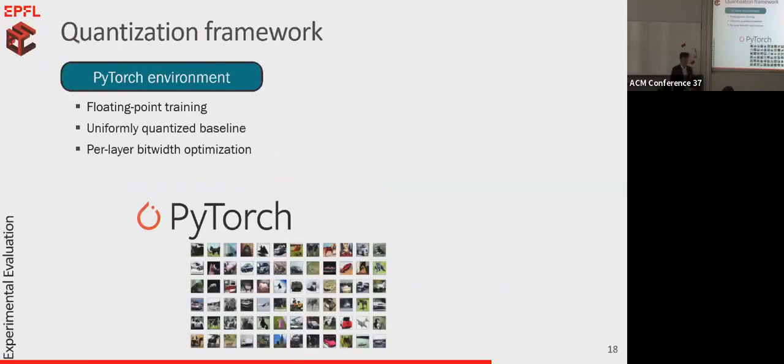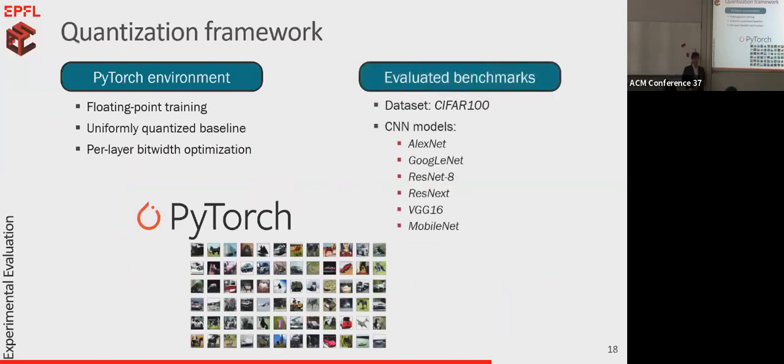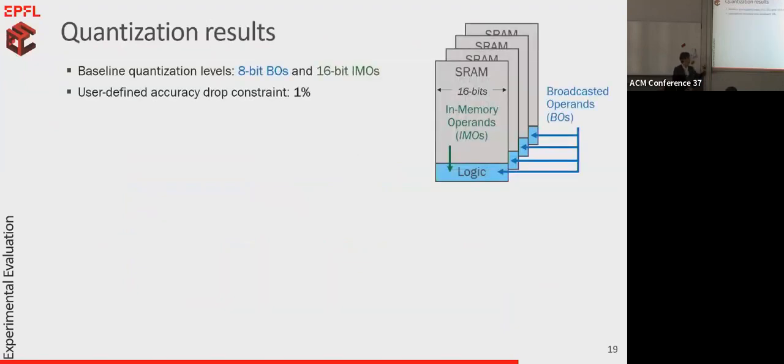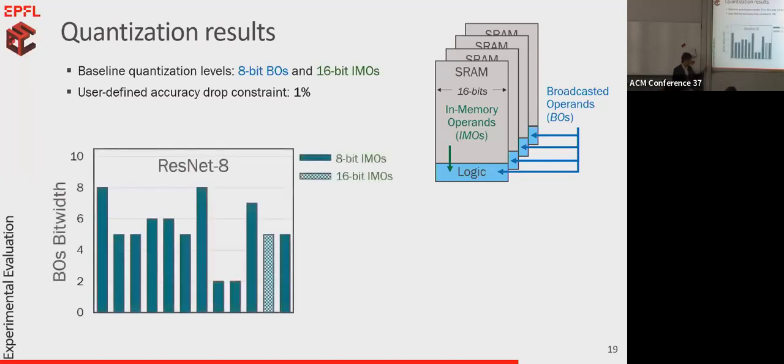We have a PyTorch-based environment to train and optimize the models, and these are the benchmarks that we considered in this work. So as a baseline for comparison, we have a uniformly quantized CNN using 8-bit IMOs, 8-bit BOs and 16-bit IMOs, because this quantization level has no accuracy degradation with respect to floating point mode. We also set the accuracy threshold to 1%. And that's what we obtained.